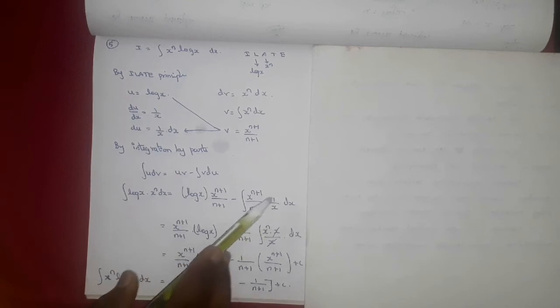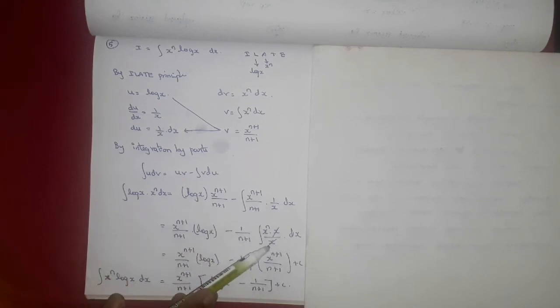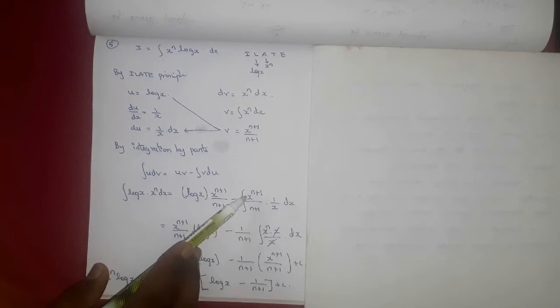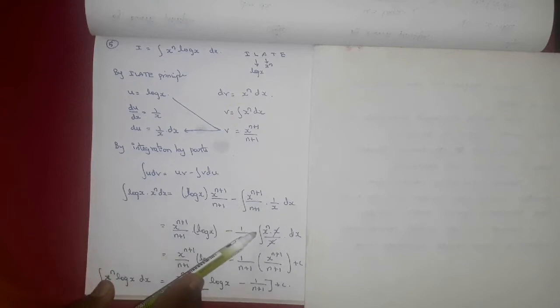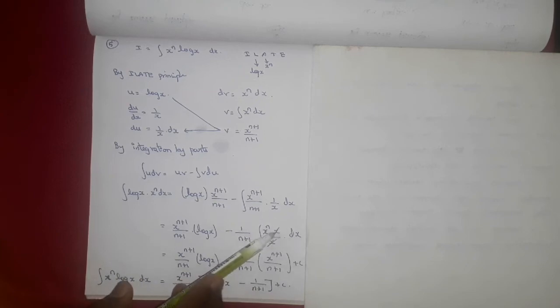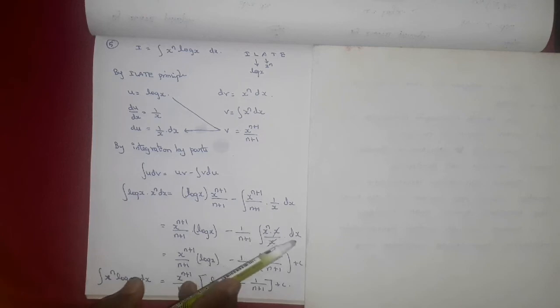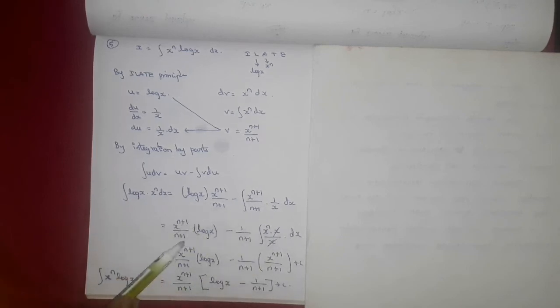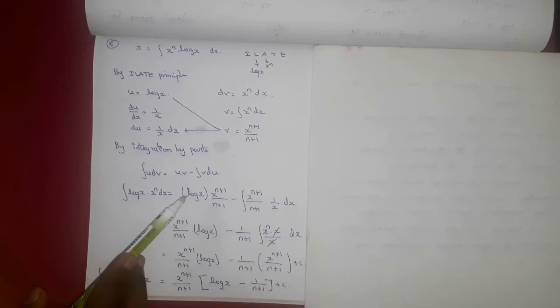So here 1 by n plus 1 is a constant. Take it out. So what we have here, the denominator will be having an x and in the numerator x power n plus 1. This can be split as x power n into x power 1, that is x. Okay, now this x will get cancelled. So we'll be having only integral x power n dx. Okay. The front term will be the same, so this can be kept in the front.